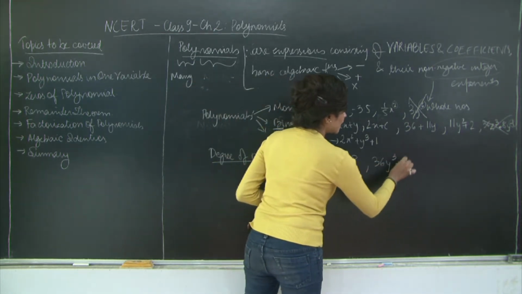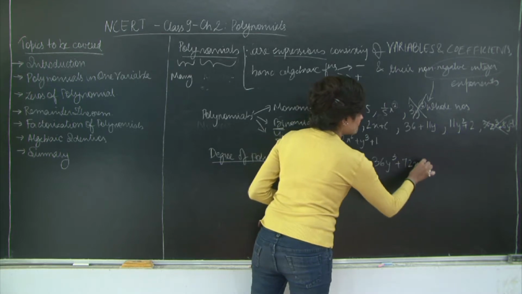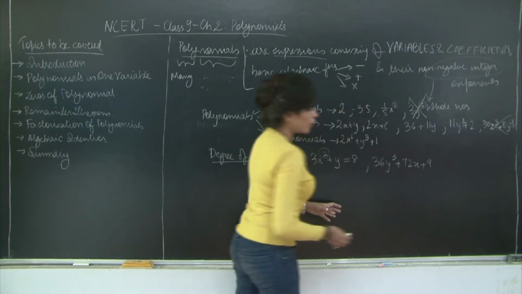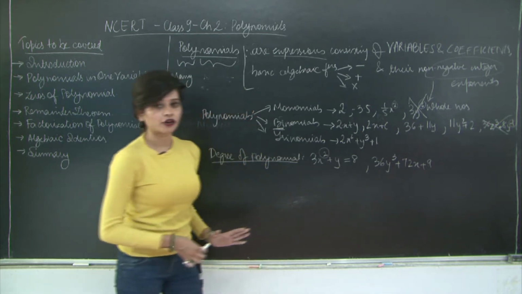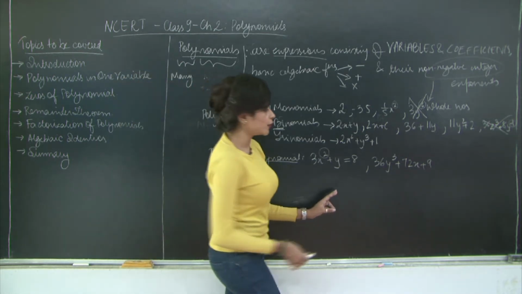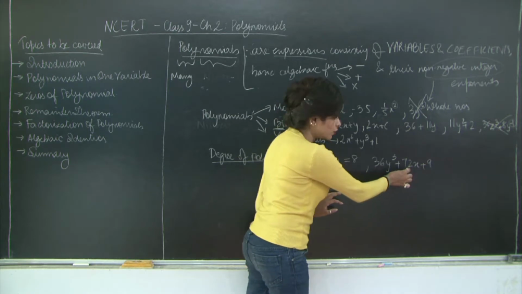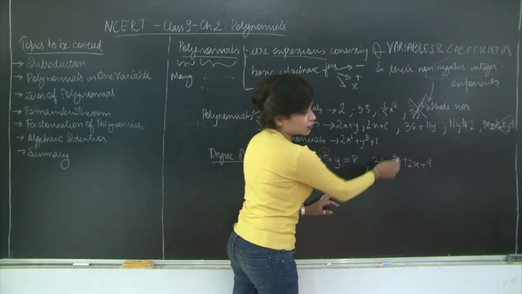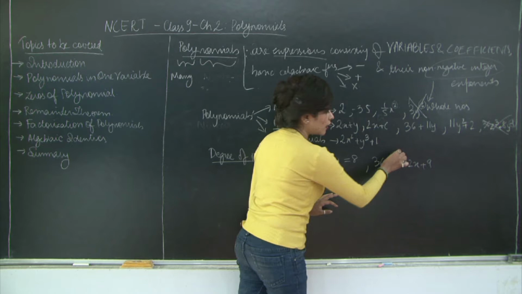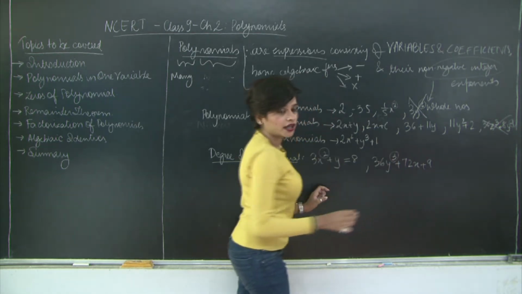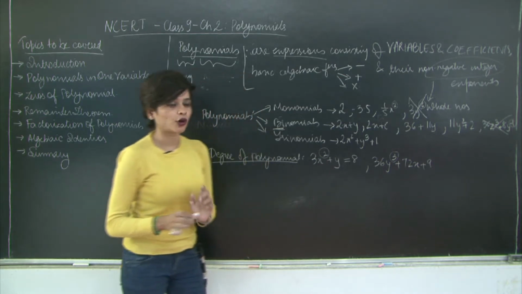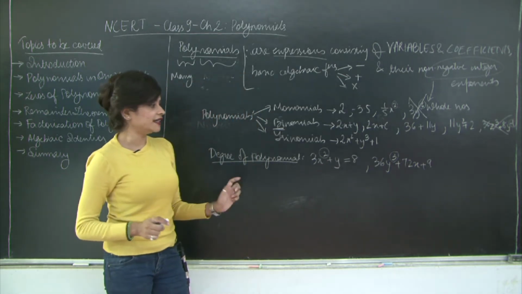If I have 36y cube plus 72x plus 9, what do you think is the highest number? What is the degree of this polynomial? Which greatest number are you going to consider? Are you going to consider 72 or are you going to consider y cube? You will consider y cube out here. Why? Because this is the highest exponent.